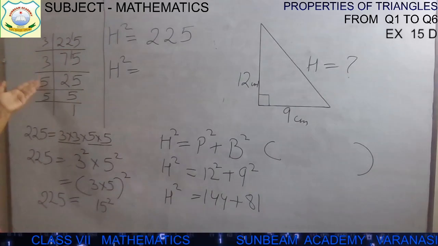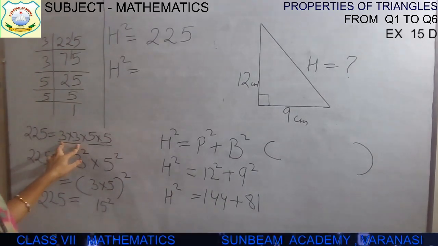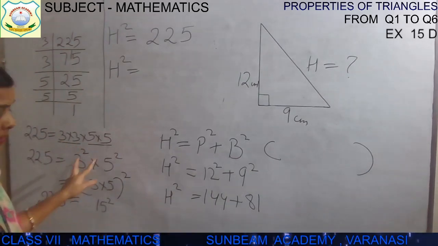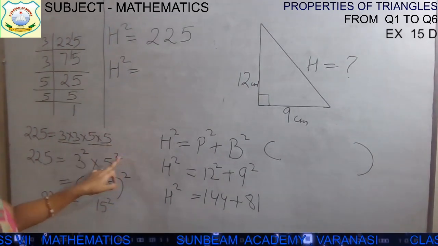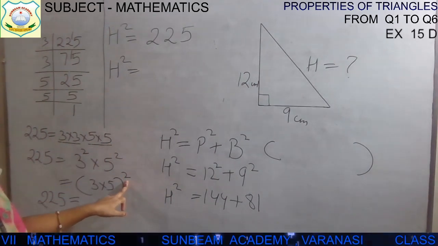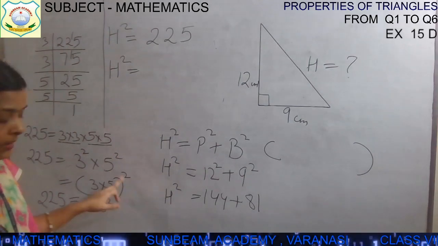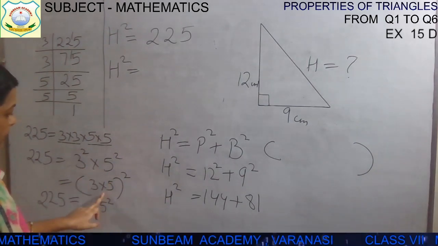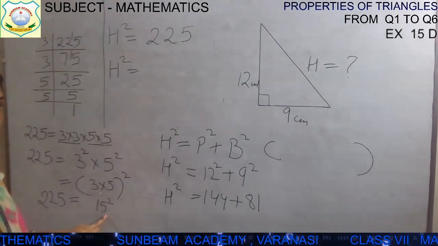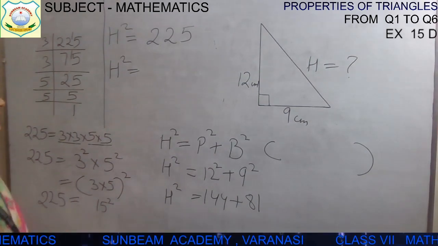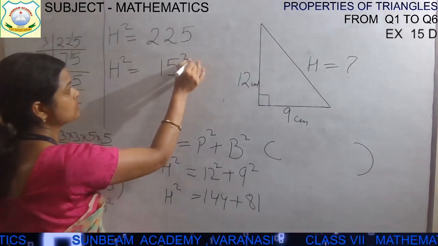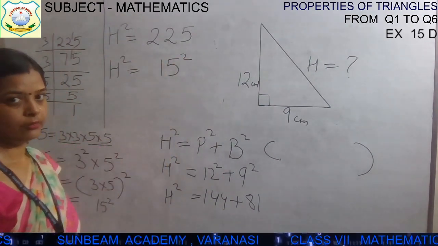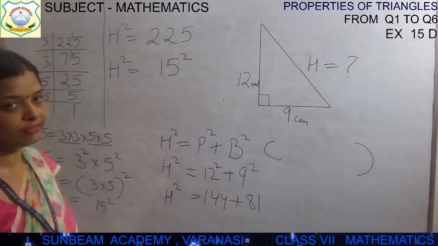3 into 3, 5 into 5. अब 3 into 3 दो बार है तो इसको 3 स्क्वायर लिख सकते हैं. 5 into 5 भी दो बार है तो इसको 5 स्क्वायर लिख सकते हैं ना. स्क्वायर कॉमन है तो पावर को कॉमन ले लो. And what is there? 3 into 5, 3 into 5 is 15. So instead of 225 we can write it as 15 का स्क्वायर. It is same. 15 स्क्वायर लिखिए चाहे 225 लिखिए, it is same.